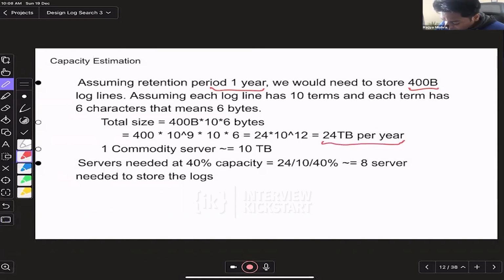Now you can assume any kind of number that comes to your mind. In my mind, I just came up with 10 terms. You can say 20, you can say 25, you can say that each word has 6 to 7 characters. Generally this is the average. Even if you assume some other number, that's fine. You just need to go through these calculations very fast in your interview, and you should get some kind of ballpark number.